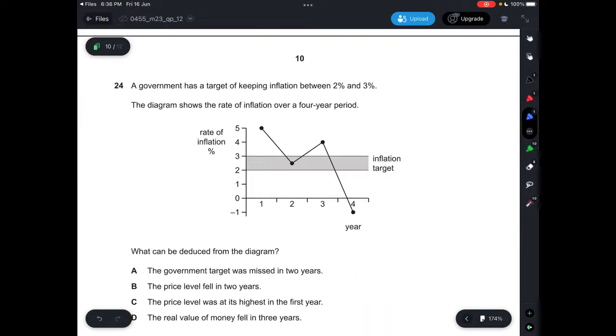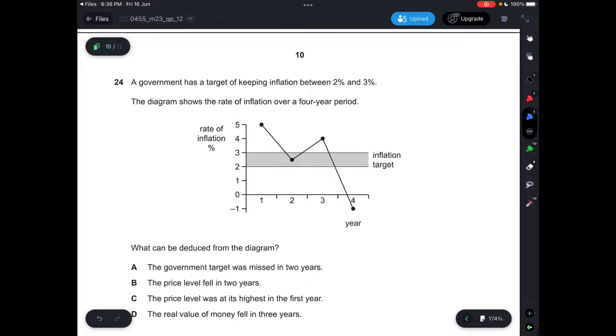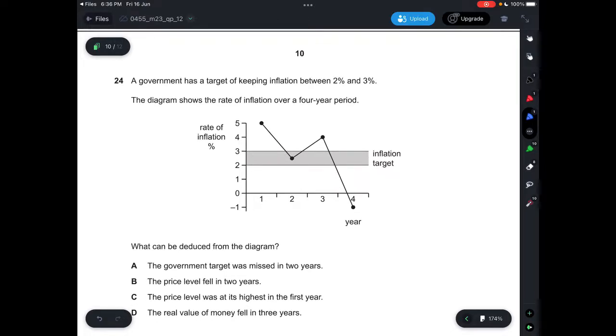Question 24, the government has a target of keeping inflation between 2% and 3%. The diagram shows the rate of inflation over a 4-year period. What can be deduced from the diagram? In the first year, the rate of inflation is 5%. Second year, it's at 2.5%. Year 3 is at 4%. And then in year 4, it's negative 1%. So A says the government target was missed in 2 years, which is not correct. They actually missed it in 3 years. So A is not correct.